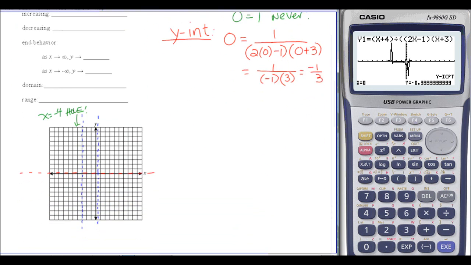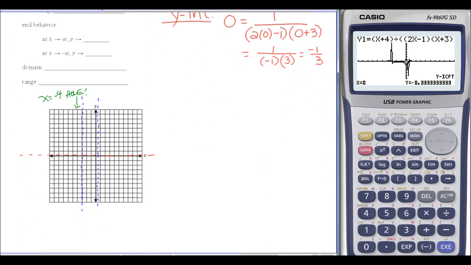So I'm going to scroll down and I'm going to make sure that on my picture down here, I have this y equals negative 1/3. I know it's not a pretty point, but I want to be sure I put it on my graph so I make sure I get close to there.